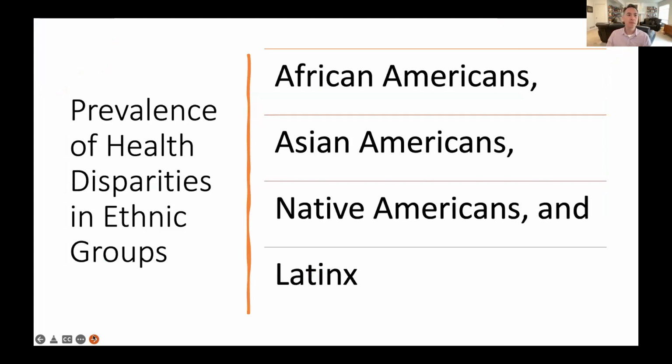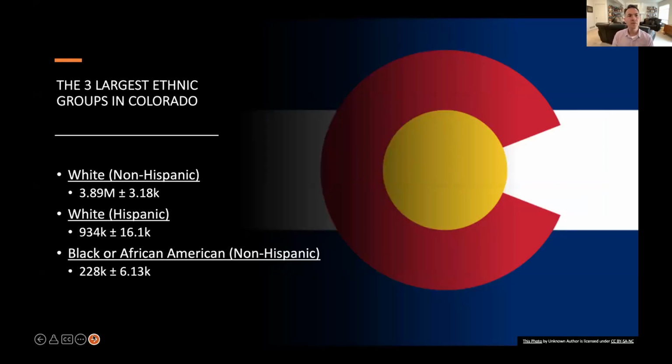Prevalence of health disparities in ethnic groups. We've covered a little bit about this already. There are several: African Americans, Asian Americans, Native Americans, Latinx. Thank you. Next slide. How does this affect medical assistance in Colorado? The three largest ethnic groups in Colorado are white non-Hispanic, Hispanic, and then Black or African American. These are Colorado numbers. Next slide.